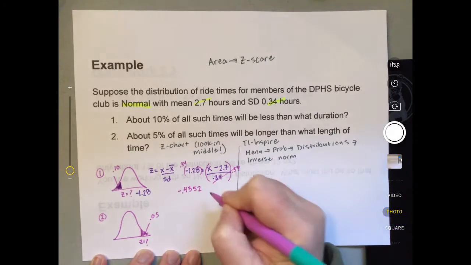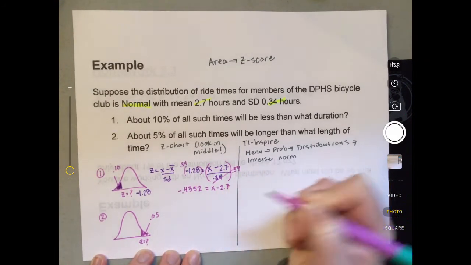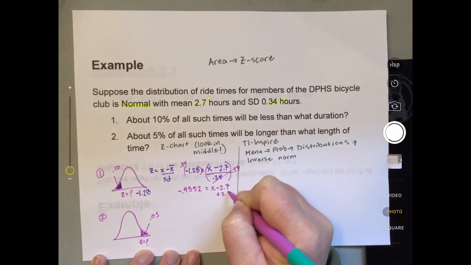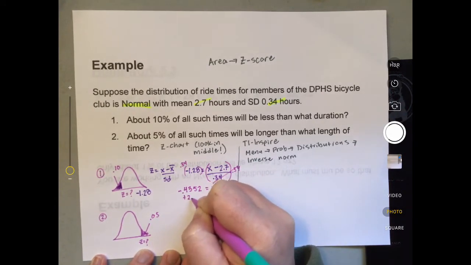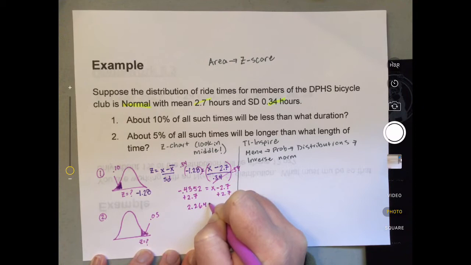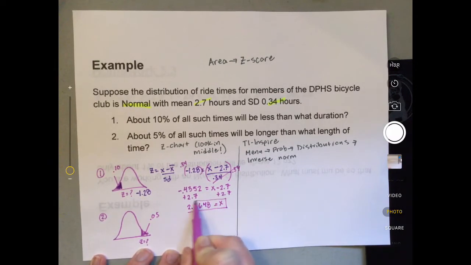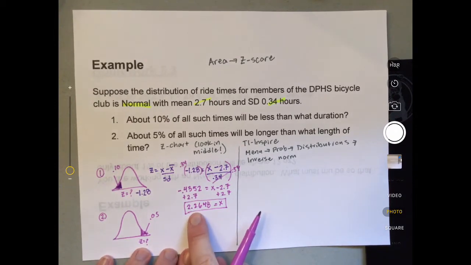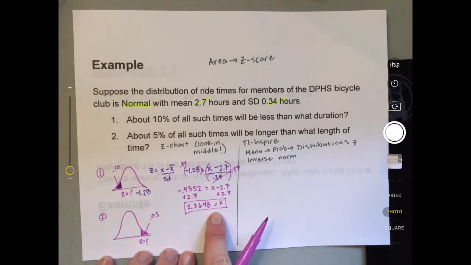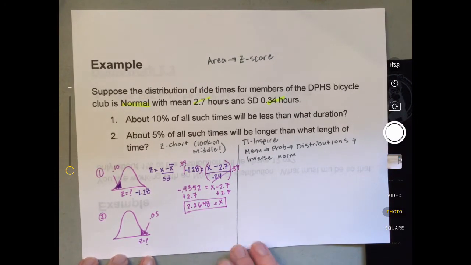Once you do that, you will get negative 0.4352 equals x minus 2.7. Now simply add 2.7 to both sides to find what x is. When we do that, we get 2.2648. That equals x. So we know that 10% of ride durations are less than 2.2648 hours.